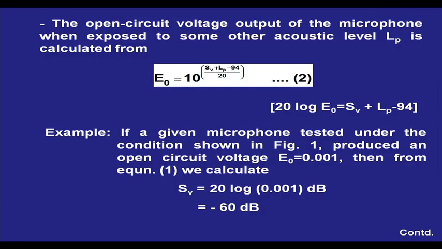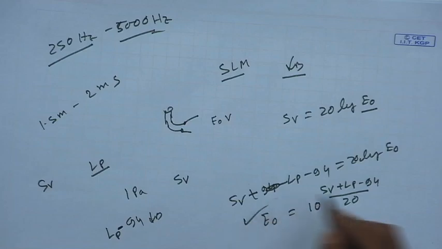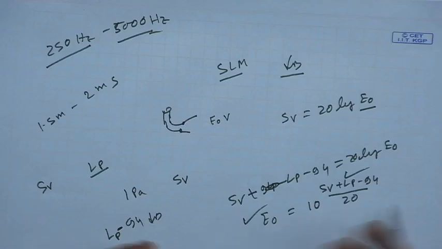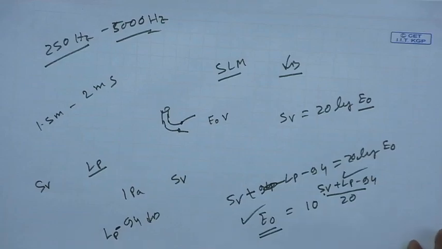I am not going to the slides. Or similarly, if I put a microphone and I do not know the sensitivity of the microphone, and I put the microphone in an LP sound pressure level, what should be the sensitivity of the microphone? Then in that case, I know E0, I know LP, and then I have to calculate SV in dB. Or the other way, if I know the sensitivity, then I have to calculate E0. I can calculate E0 very easily. Okay. Now, let us look at this problem.